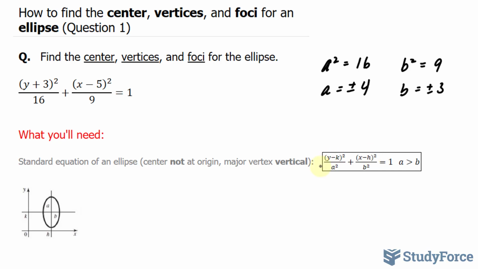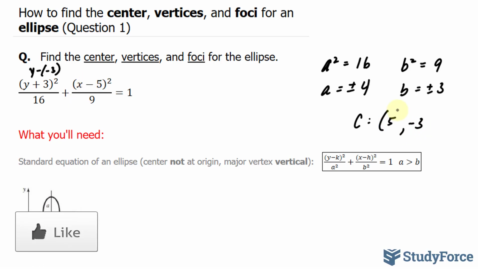This minus k actually tells us the y-coordinate of the center. Notice that right next to our y is plus 3. So if we rearrange this expression into saying y minus negative 3, notice that now we have y minus, this negative 3 becomes the y-coordinate of the center. So the center is defined as an x and y coordinate, so we have minus 3, and in our case here we'll have plus 5. So it's always the opposite sign of what you see.